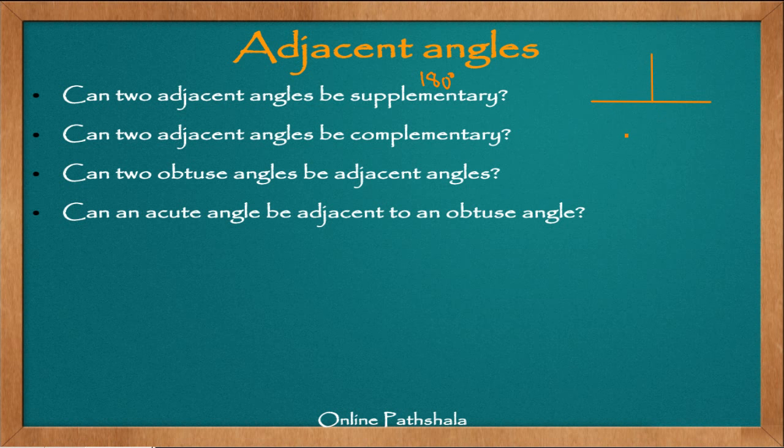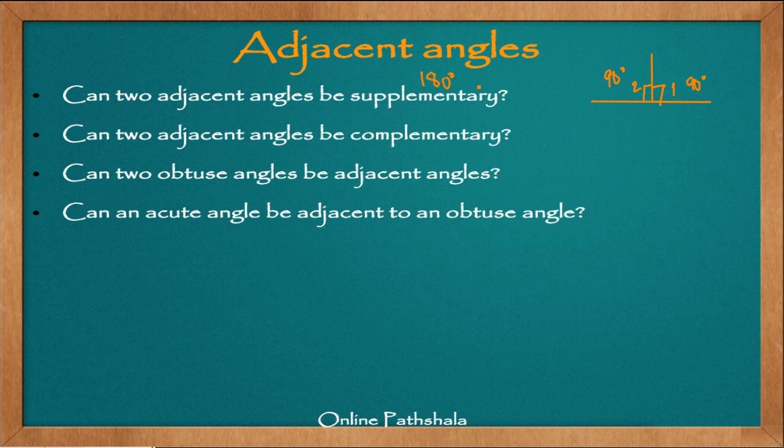So what happens? Now this is an example of adjacent angles. This is angle 1 and this is angle 2, and you can see that this is 90 degrees, a right angle, and this is also 90 degrees, right? So these are two adjacent angles and they are supplementary, because when I add angle 1 and angle 2, it comes out to be 180 degrees.